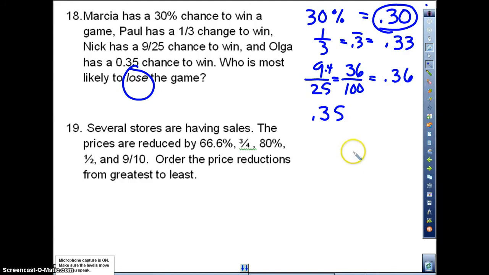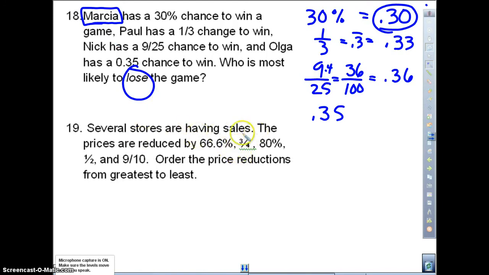Okay, so we're looking for who's most likely to lose the game. That means the one that has the lowest chance of winning. I've got 0.35, 0.36, 0.33, and 0.30. Which one's the smallest? Yeah, 0.30, which is 30%, which is Marcia. Marcia is most likely to lose the game.